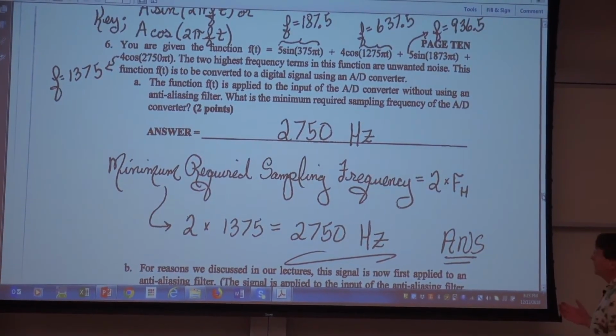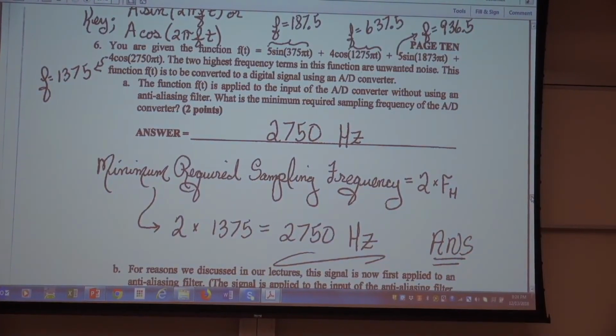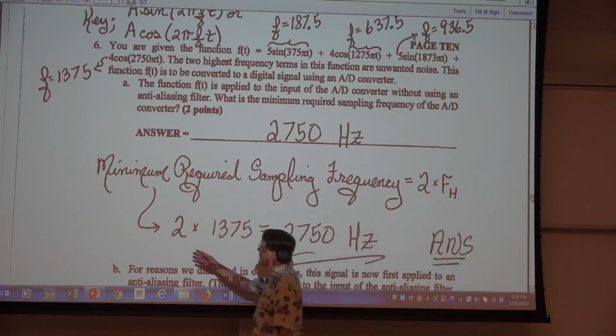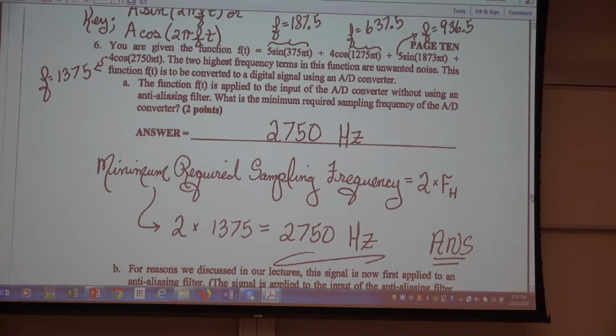Now, part A says this function is applied to an A to D converter without an anti-aliasing filter. That means we're not removing the signals we don't want. What's the required sampling frequency of the A to D converter? To answer that question, I need to know the highest input frequency. And the highest input frequency is the 4th term, which is 1375 hertz. And the Nyquist theorem tells us we have to sample at least twice, hence the minimum required sampling is 2 times the 1375. We get 2750.